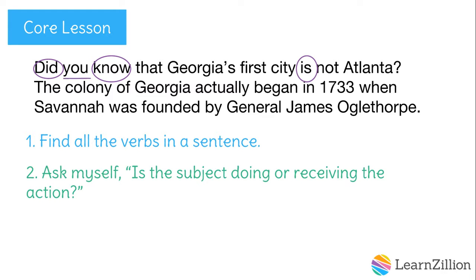Well, the subject for did know is you. The order of this sentence is a little funny because it's a question, but the subject, you, is doing the action here. Next we have city is. So again, the subject, city, is being the verb is. So this first sentence is in active voice.